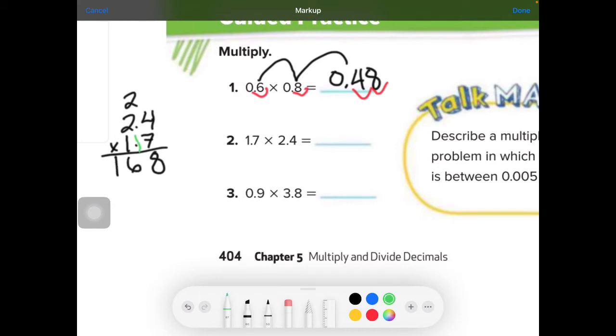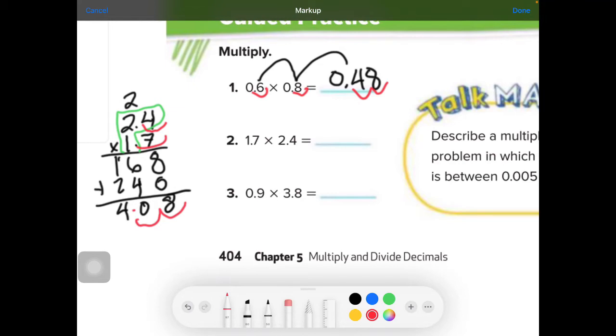Okay, now we're going to do the next category, and we're going to put a 0 as a placeholder right here. 1 times 4 is 4. 1 times 2 is 2. Okay, we're going to add these down. We have an 8, 6, 7, 8, 9, 10. 1, 2, 3, 4. We have 408. Now we need to count how many place values we're going to go over. 1, 2, 1, 2. So our decimal is going to go right there. Our answer is going to be 4.08.